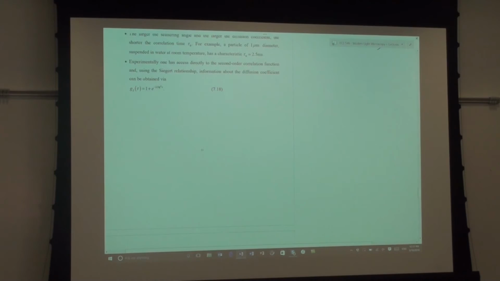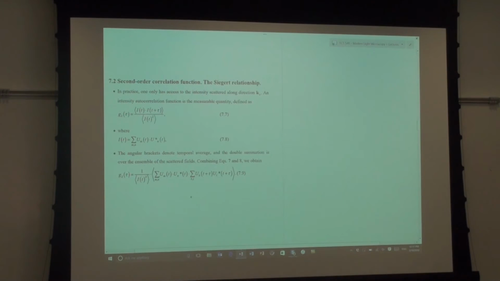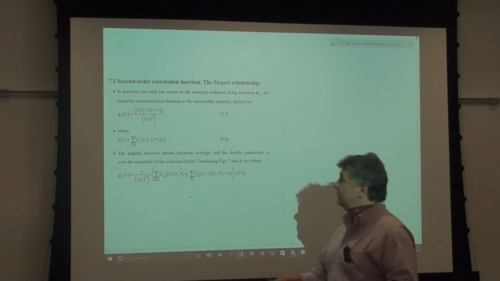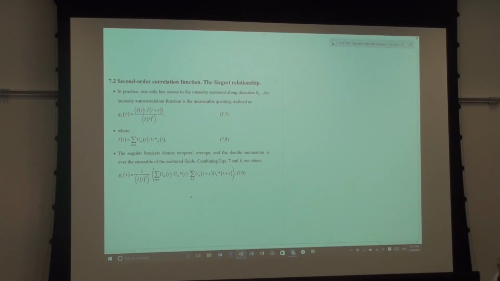Okay, so finally, we need to make this connection with the intensity correlation function. Where is it? Here. So far, we talked about the field-field correlation function, what we call the first-order correlation function, G1. But as I said, unless you do interferometry, which is not very common, you measure intensity fluctuations. So it turns out that there's a connection we can make between the intensity correlation function and the field correlation function. And here's how it goes.